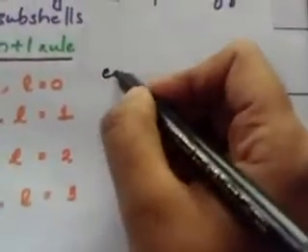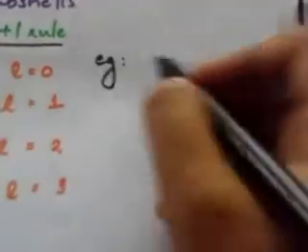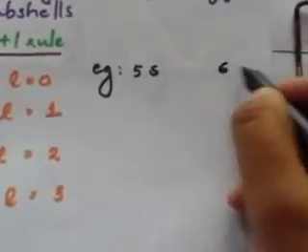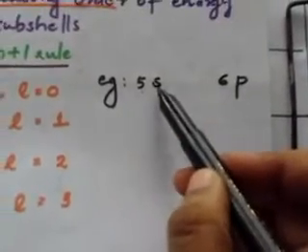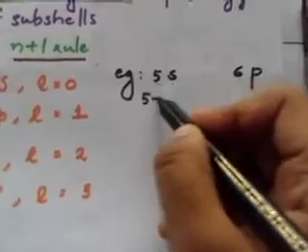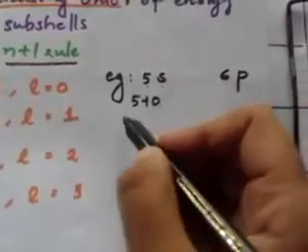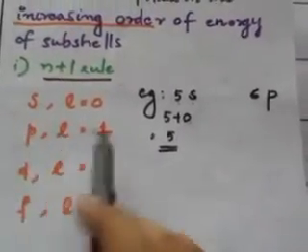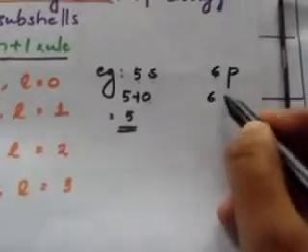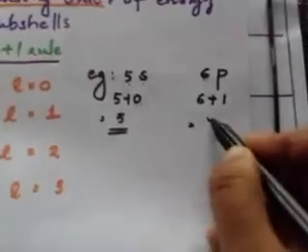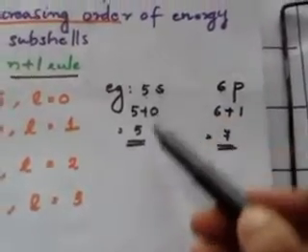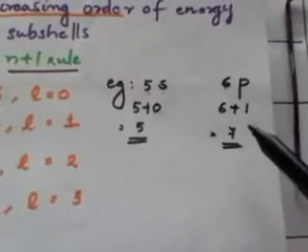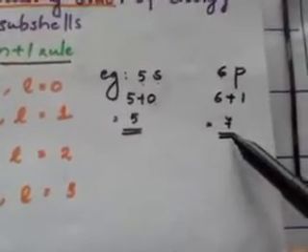For example, take the subshells 5s and 6p. Here n is equal to 5 and l is equal to 0, since for s, l is equal to 0. So n plus l is 5 plus 0, which is equal to 5. And for 6p, 6 plus 1, since for p, l is equal to 1, which is equal to 7. So for 5s the n plus l value is 5, and for 6p the n plus l value is 7.